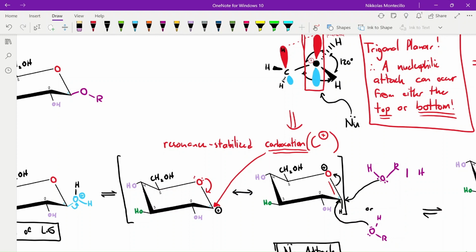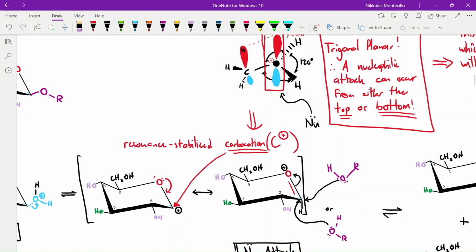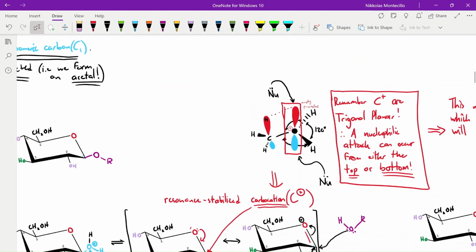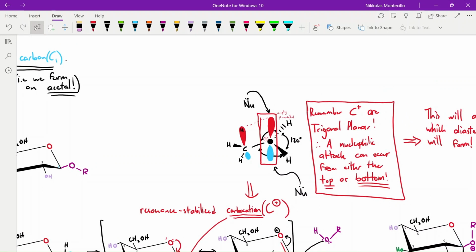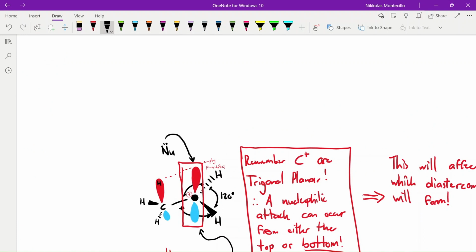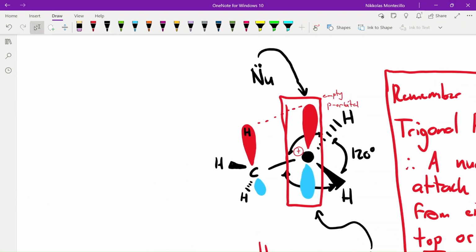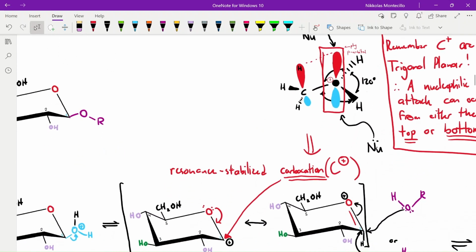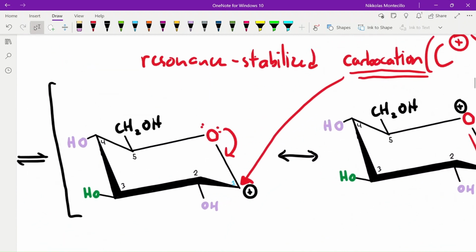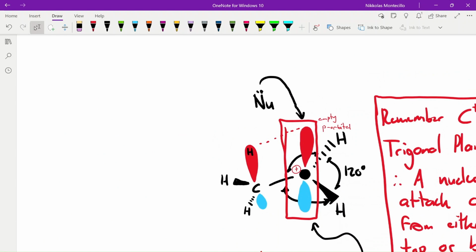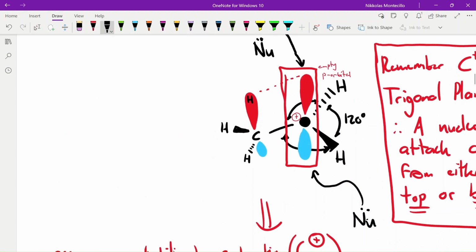Right. Now, it's important to note that the nucleophilic attack can cause the formation of 2 stereoisomers, and that depends on where the nucleophilic attack occurs. This is because the carbocation is generally shaped as a trigonal plane. Carbocations are trigonal planar, and therefore a nucleophilic attack can occur from either the top or the bottom. So in the case of this carbocation, right here at C1, we can see that the nucleophile can either attack from the top or from the bottom. Okay.